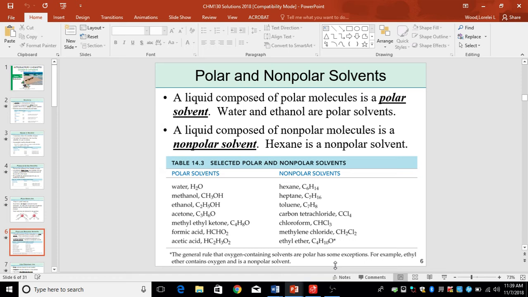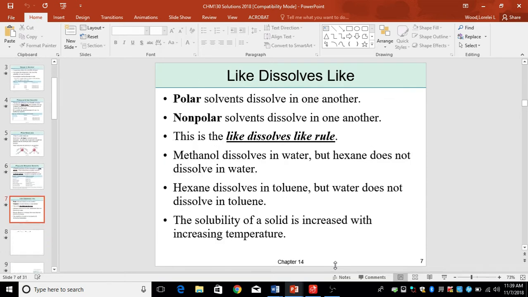No, the density differences cause the oil to be on top and the water to be on the bottom because oil is less dense than water. But why they don't mix is because oil is very nonpolar and water is very polar, and the nature of the substances won't allow them to mix because one is polar and one is nonpolar. So that's what gives us this idea of like dissolves like.